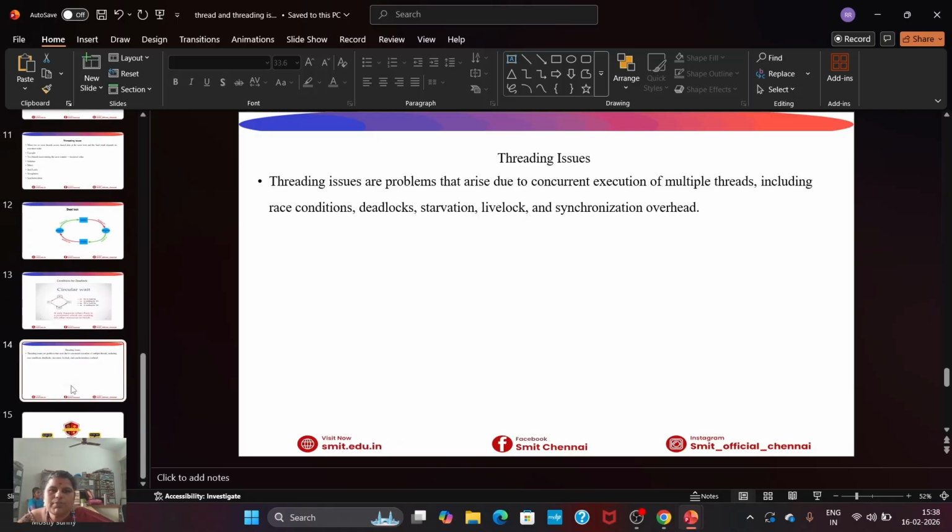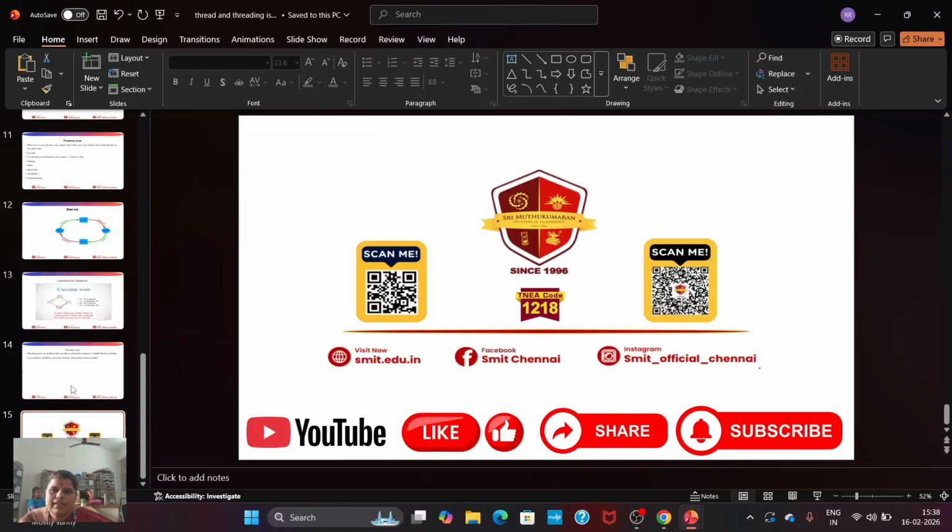Threading issues are problems that arise due to concurrent execution of multiple threads, including race conditions, deadlock, starvation, livelock, and synchronization overhead. Thank you.